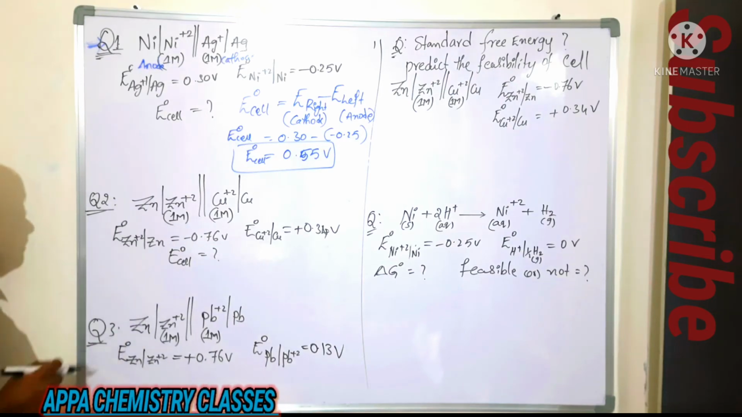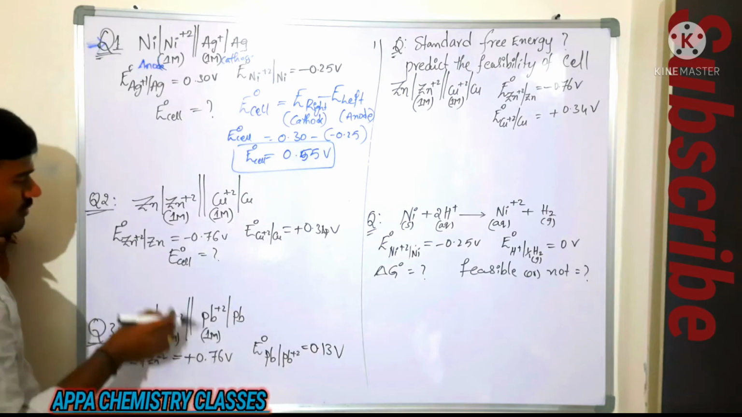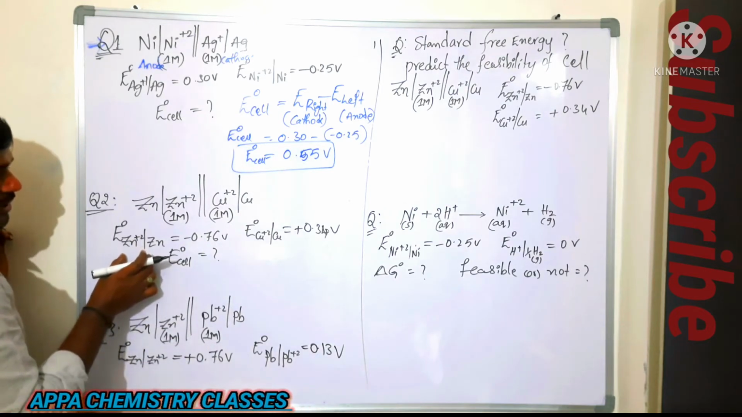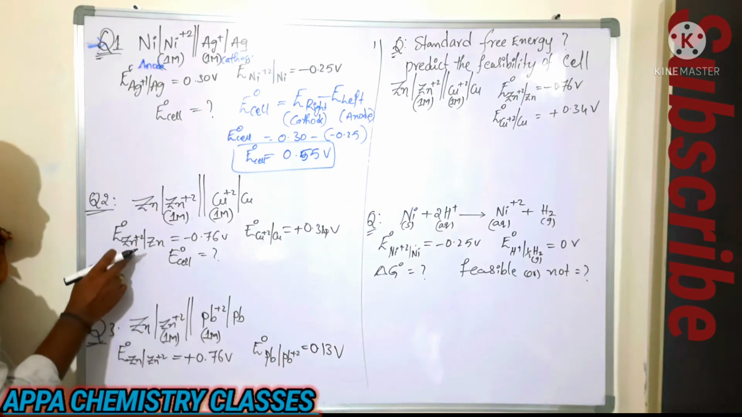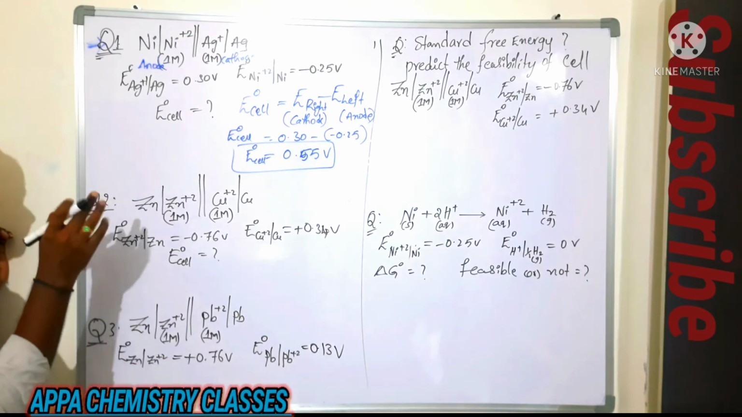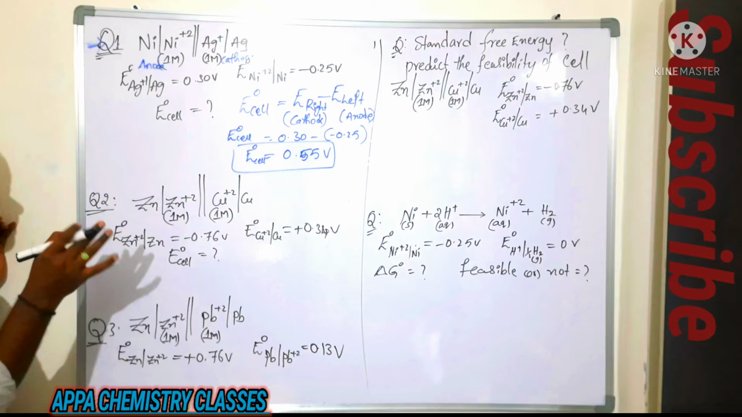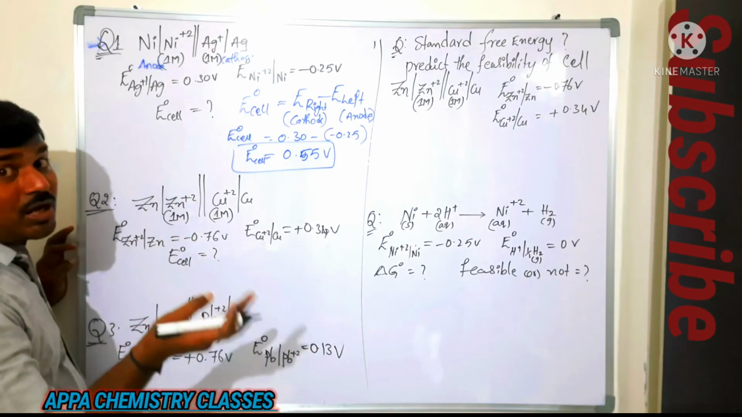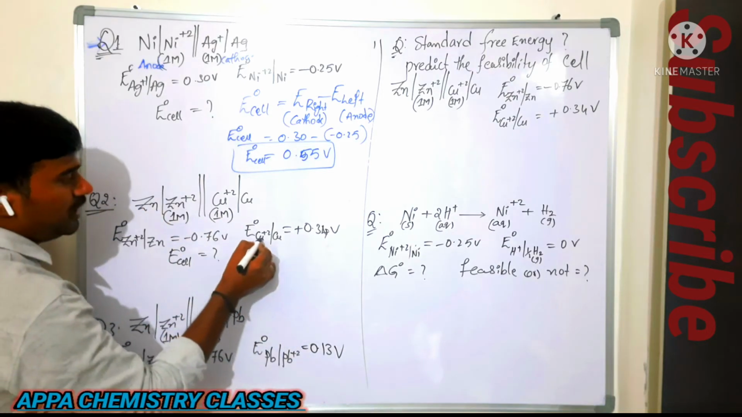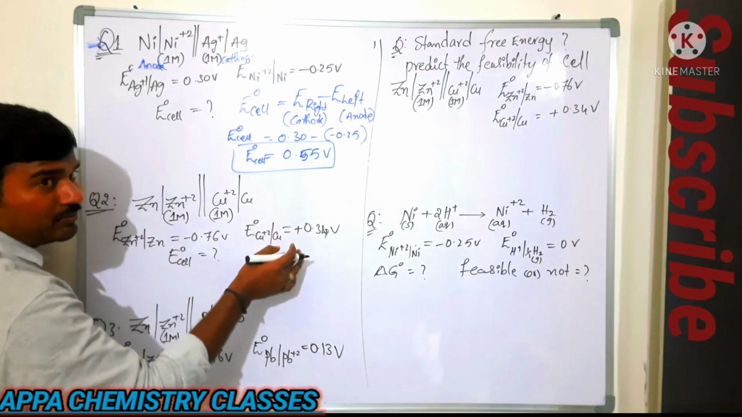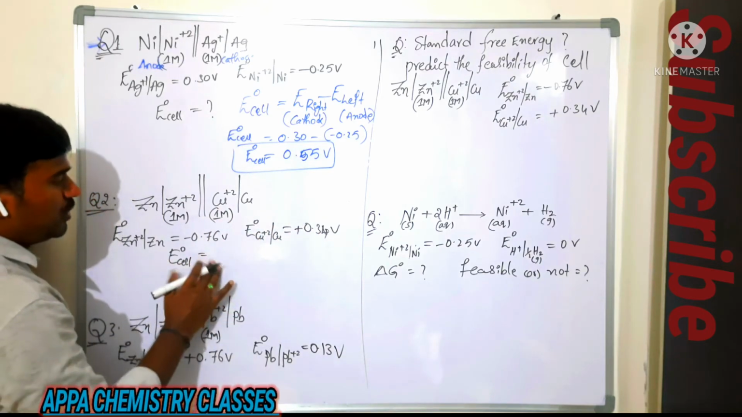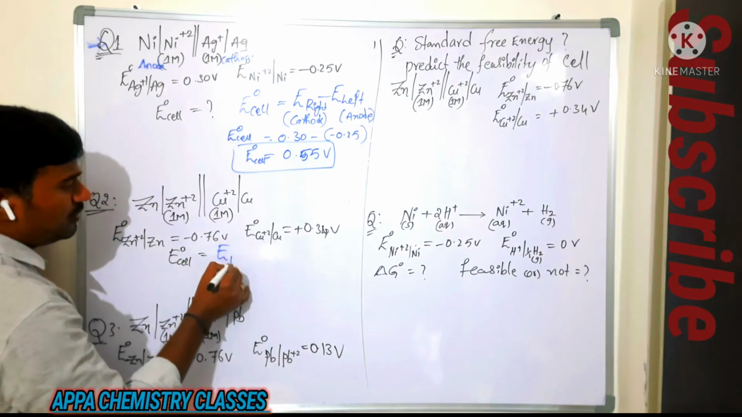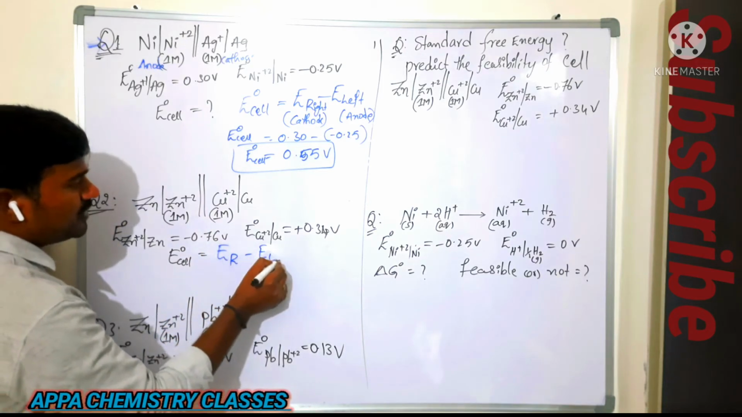Now coming to here. This is a cell reaction where the zinc electrode potential they have given is minus 0.76. Which electrode potential is it? Reduction potential. That you need to identify first: whether they have given reduction potential or oxidation potential. Copper +2 to copper is by gain of electron, so reduction potential they have given.